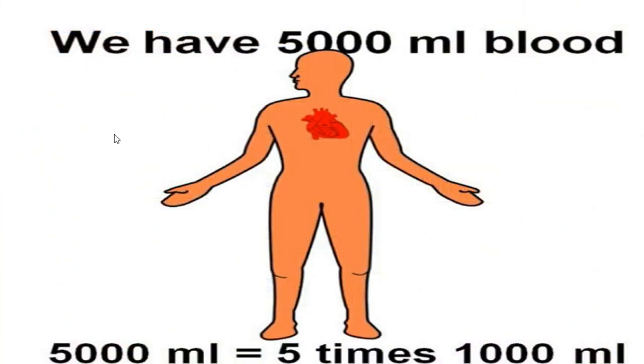Dear children, this is for your information that we have 5000 ml blood in our body. And come on, tell me, 5000 ml means how many liters? Yes, very good. 5 times 1000 ml is nothing but 5 liters. Remember this. So, you have to drink water more.